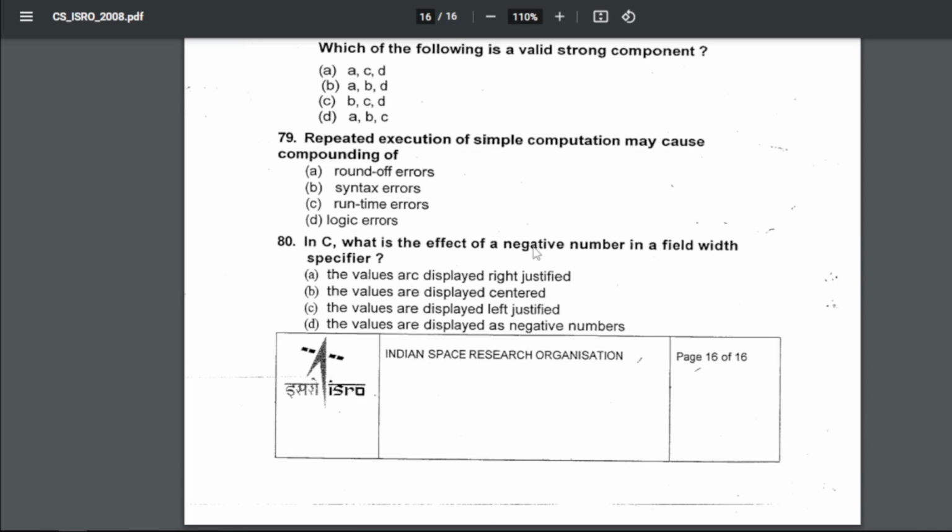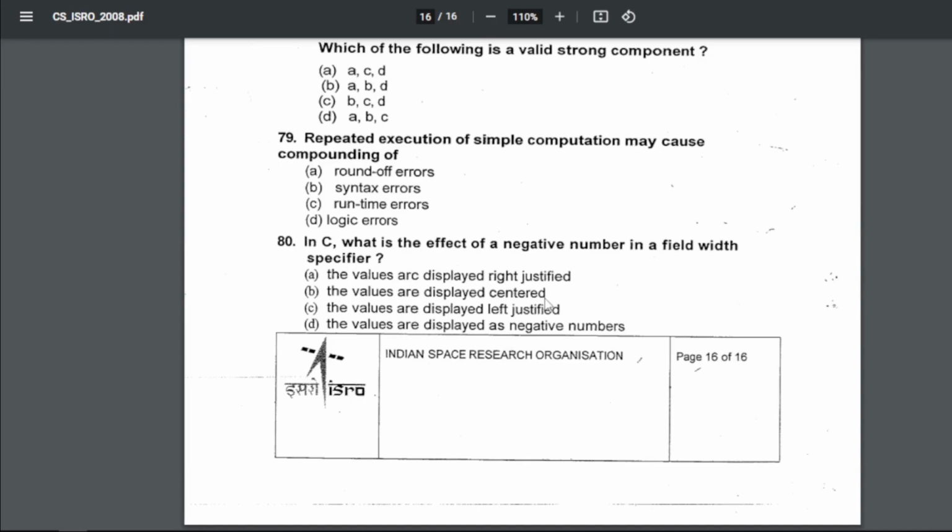Now question number 80 is the last question, that is in C, what is the effect of negative number in the field width specifier? The effect is option C, the values are displayed left justified, right? In C, what is the effect of negative number in a field width specifier? Obviously the values are displayed left justified.